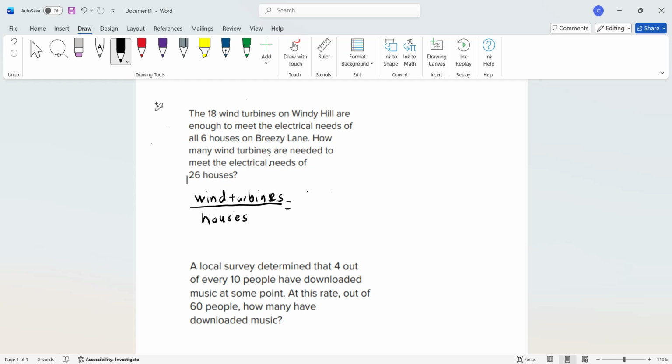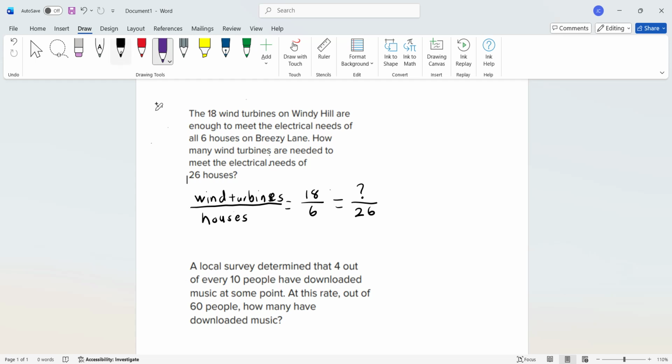So right now we're looking at saying I have 18 turbines over six houses. Okay, that's my proportion. Now I need to figure out, well, I don't know how many turbines I need, but I know that I have 26 houses. Now, one way that we can solve this is to use what is called the butterfly method.